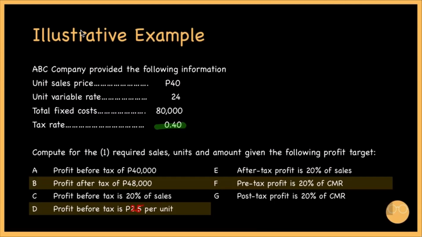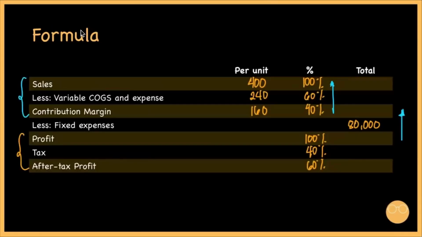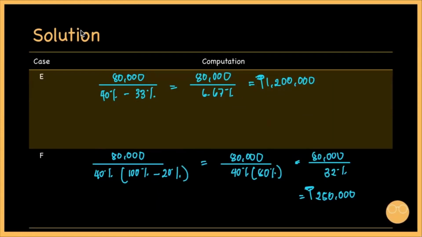Case F, pre-tax profit is 20% of contribution margin rate. So let's write it here, 20% of CMR. Now, if we are working out with before-tax profit, let's deduct the 20%. Then we are going to use the 80% as our denominator later. 80,000 divided by 40%. This 40% is our contribution margin rate. Then our understanding of it is that we are going to get only the 80% of it.